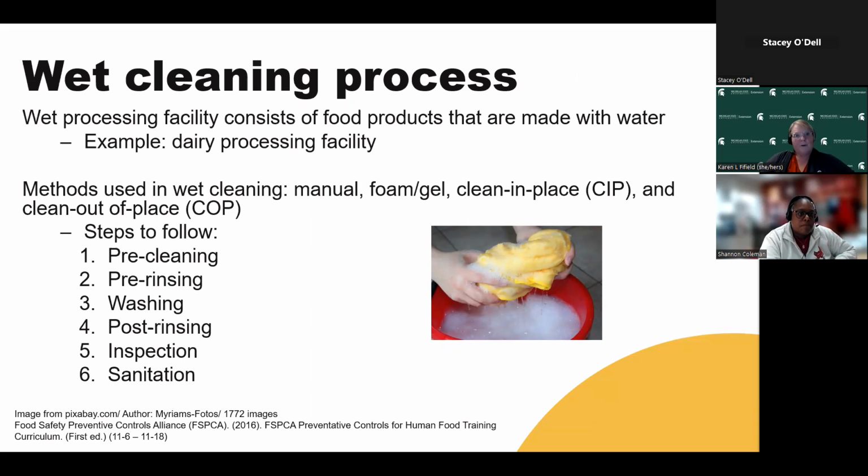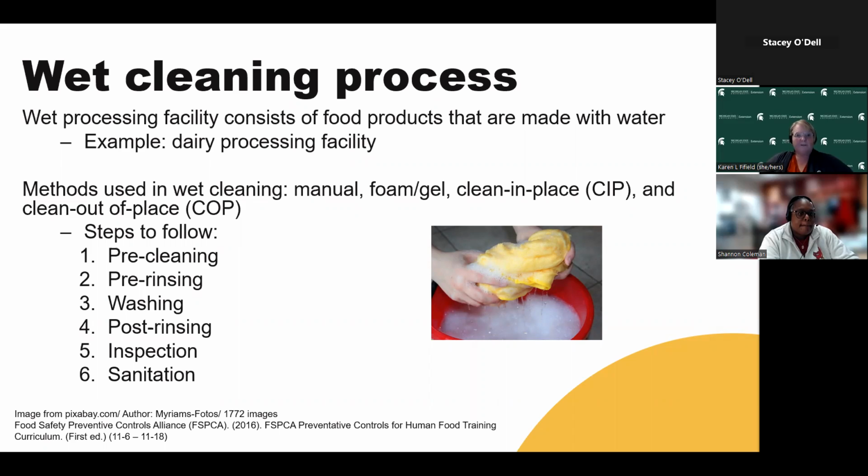So one of the processes is a wet cleaning process. A wet processing facility consists of food product that is made with water, such as a dairy processing facility that would have to be washed down. The methods used in wet cleaning usually consist of manual, foam, gel, clean in place, and clean out of place at times. So you'd be taking it apart.